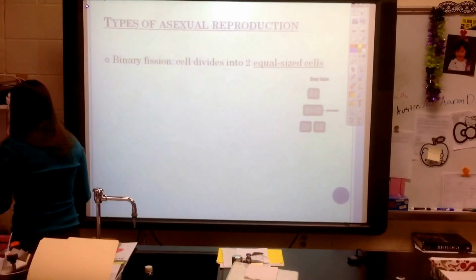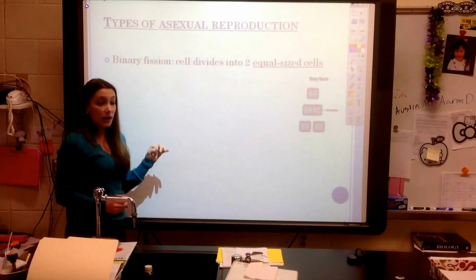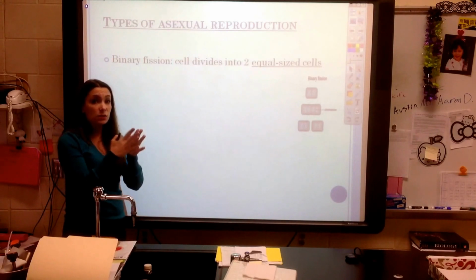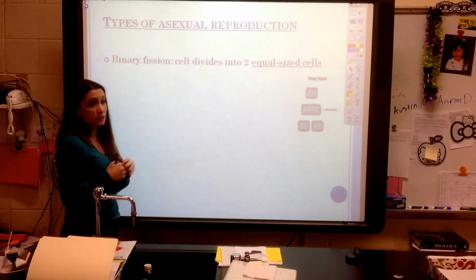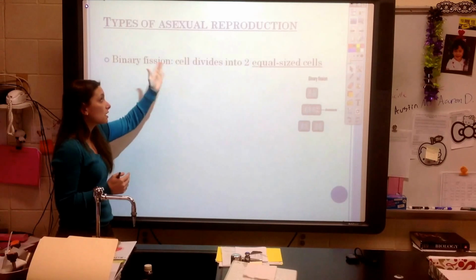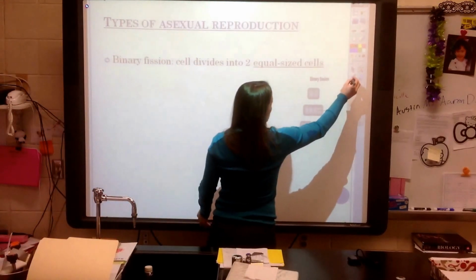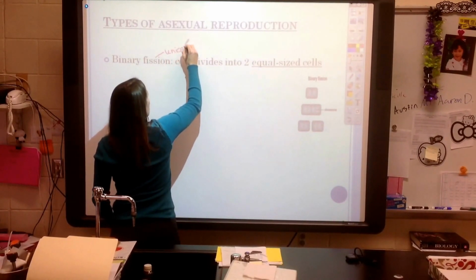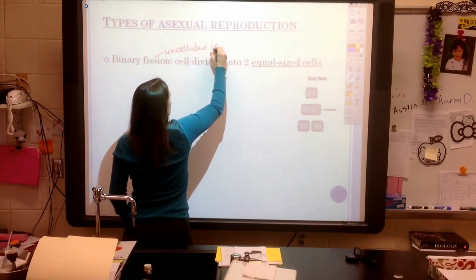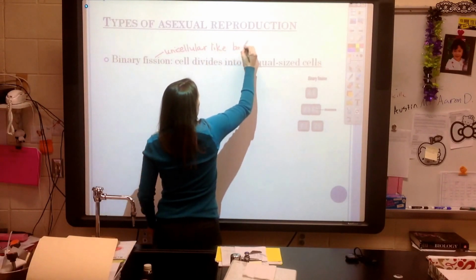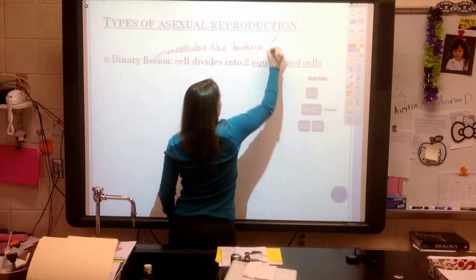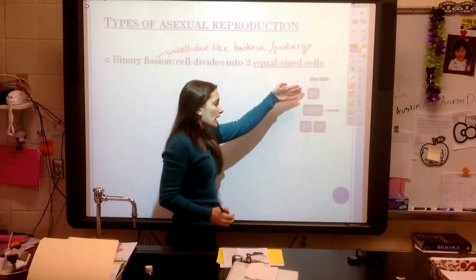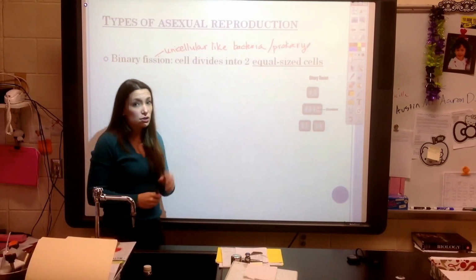There are a couple important types of asexual reproduction. The first is called binary fission. Now you might have heard the word fusion before, which means to come together. Fission means to split apart. And bi means two. So binary fission means a cell divides into two equal-sized cells. We do want to make a note that this happens a lot in unicellular organisms like bacteria. So our prokaryotes are often going to copy and split exactly into two equally sized cells.